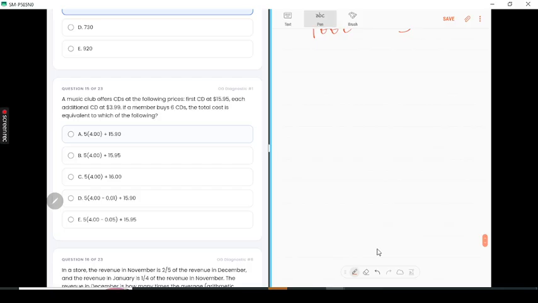So if we start asking questions now, do you know that what we are doing is timed? Are you aware? A music club offers CDs at the following prices. First CD at 15.95, each additional CD at 3.99. If a member buys 6 CDs, the total cost is equivalent to which of the following?